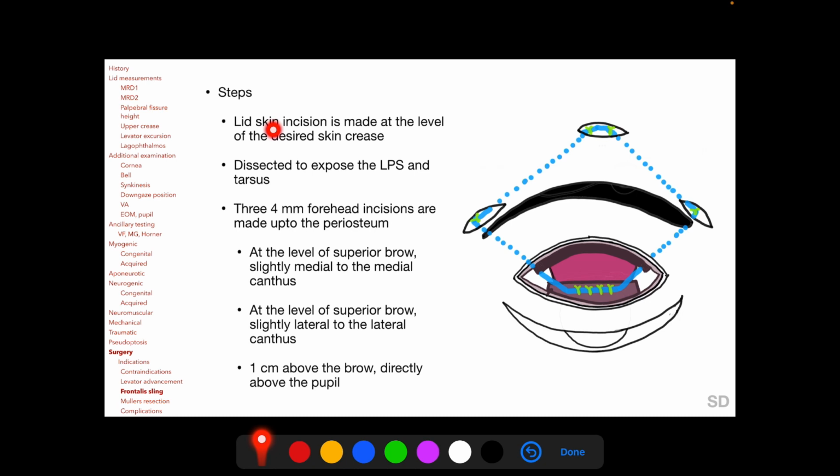A lid skin incision is made at the level of the desired skin crease, and skin, orbicularis and orbital septum are dissected to expose the LPS and the tarsus, as is done in the levator resection procedure. Then 3 forehead incisions are made, each 4 mm in length up to the depth of the periosteum, and these are made at the level of the superior brow slightly medial to the medial canthus, at the level of the superior brow slightly lateral to the lateral canthus, and 1 cm above the brow directly above the pupil.